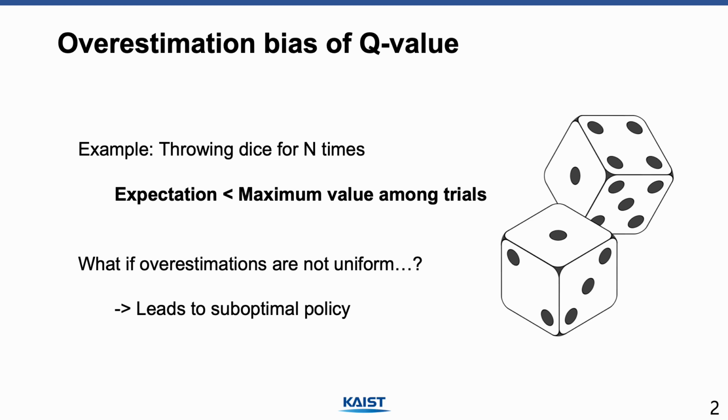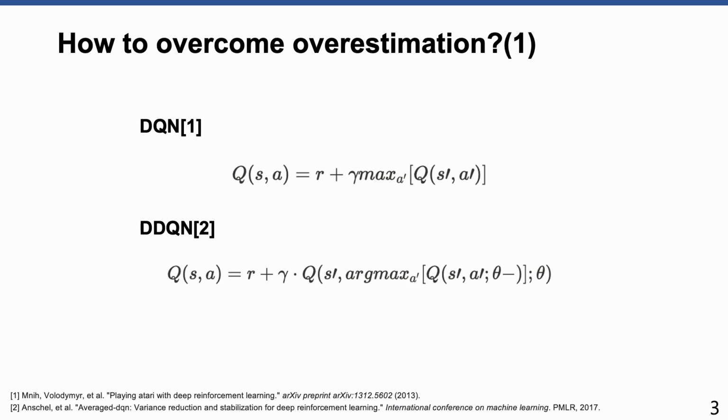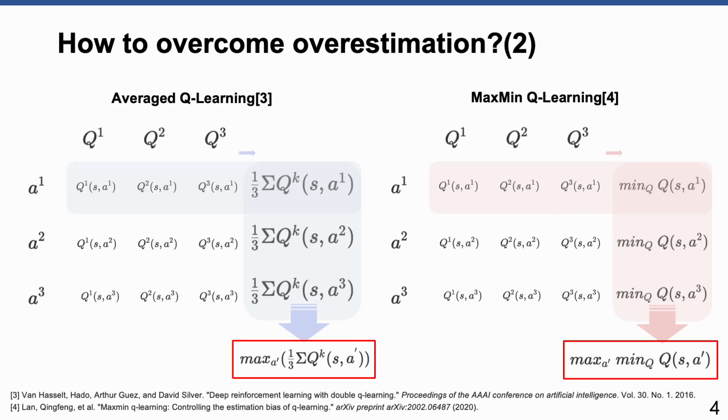However, if you take the maximum value over all the outcomes from the multiple rolls, the estimated value is very likely to be 6. If overestimation does not occur uniformly across all states, it can lead to a suboptimal policy. DDQN is known to mitigate this issue by performing the max operation inside an additional Q network. And averaged Q-learning and max-min Q-learning both utilize multiple Q networks.